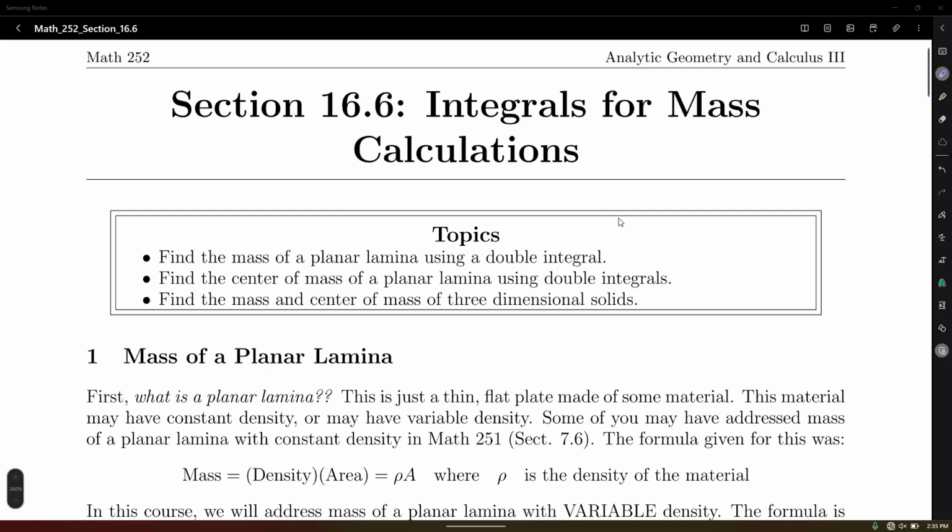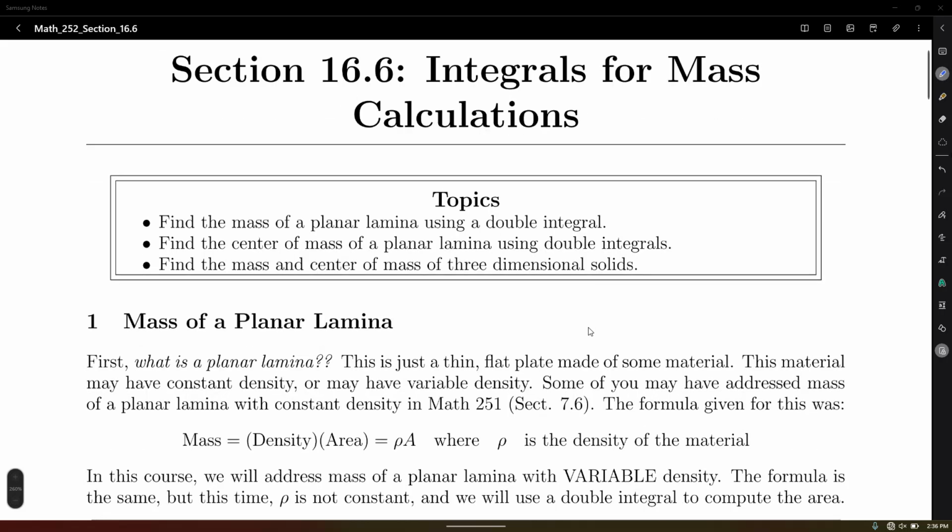So a planar lamina is just a thin flat plate made of some material. That material can vary. It may have a constant density, or, like for our purpose in this section, it will have a variable density. Again, keep in mind that there are different kinds of density. For instance, we know that density equals mass over volume. If we solve for m, the mass, that gives us the density times the volume.